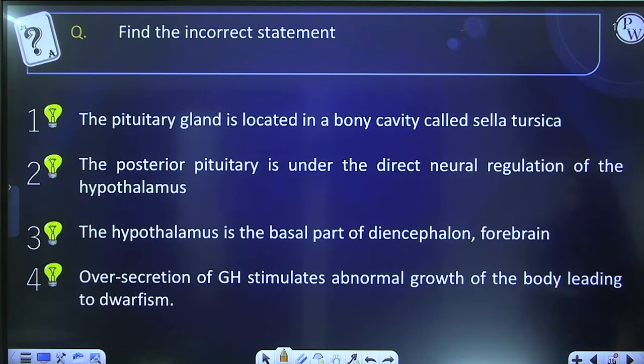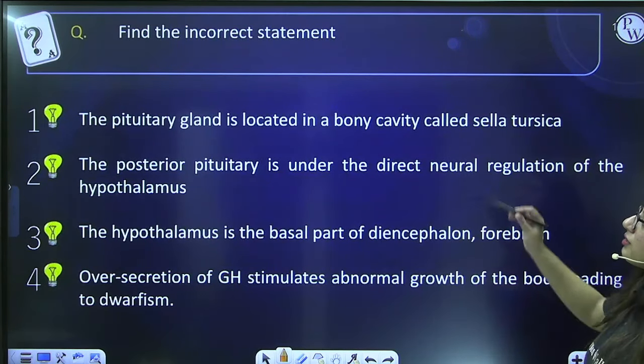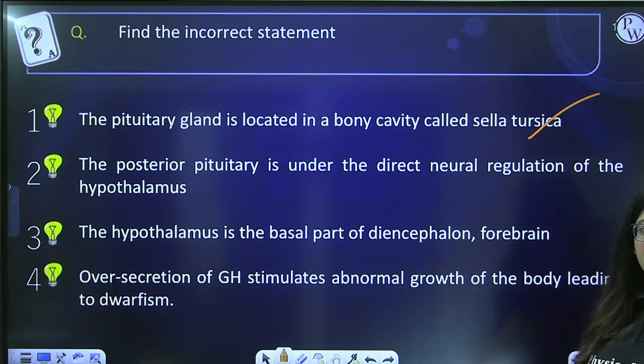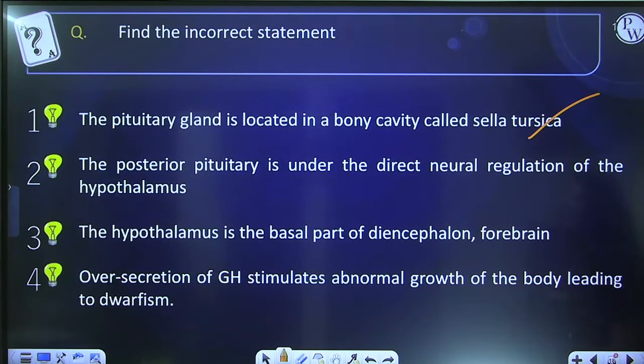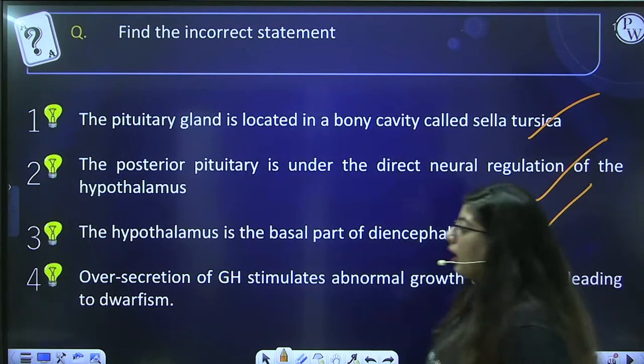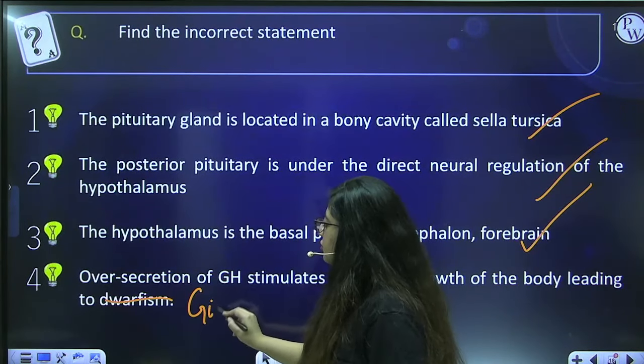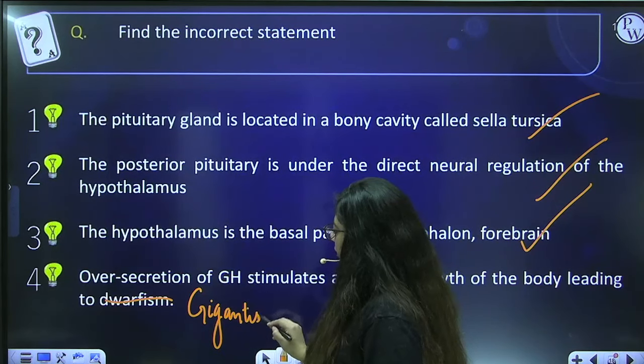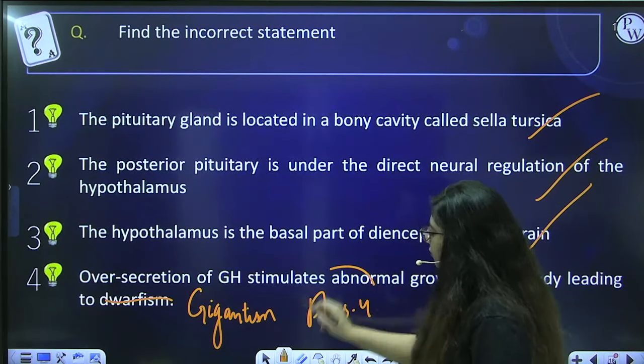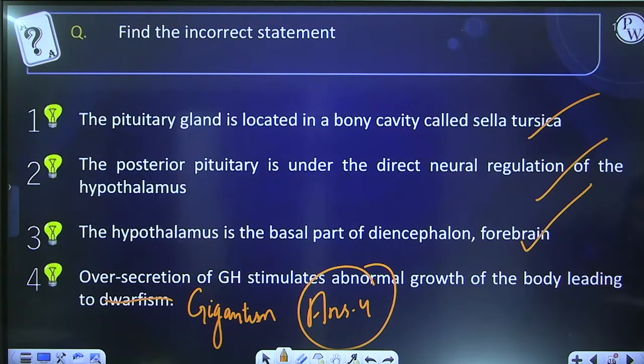Next. Find the incorrect statement. The pituitary gland is located in a bony cavity called sella turcica. True. The posterior pituitary is under the direct neural regulation of hypothalamus. This is also true. The hypothalamus is a basal part of diencephalon forebrain. This is also correct. Oversecretion of growth hormone stimulates abnormal growth of the body leading to dwarfism. No. Undersecretion causes dwarfism. Oversecretion causes gigantism. So the answer to this question, guys, will be 4. We have to find the incorrect one.